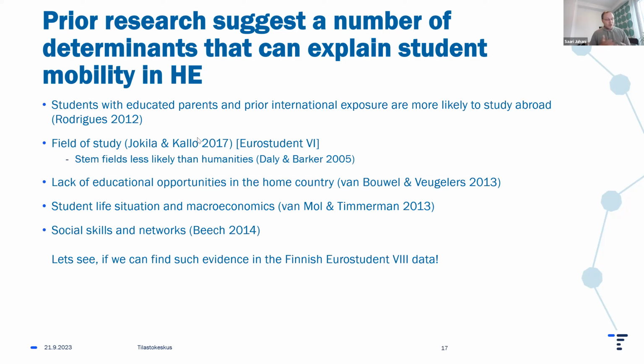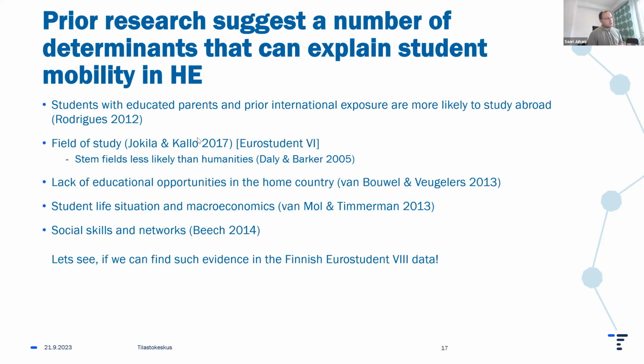So first of all, we have the student socioeconomic background. Research suggests that students with parents from higher educational background are more likely to study abroad, perhaps because of the cultural capital or economic resources that their parents are providing them. And also this research is not concerning just Finland, but mobility in general.